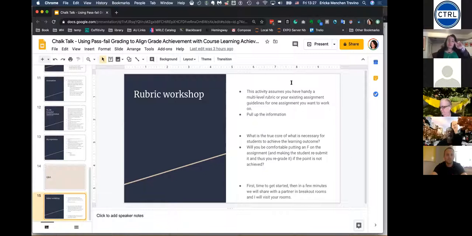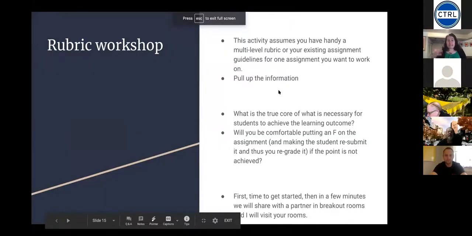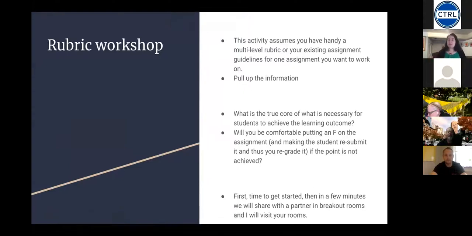So this just requires that you have something handy. It could be a multi-level rubric from an assignment or just whatever kind of guidance that you give to students about their work. You want to pull up that information. And what you want to think about to do this activity is what is really necessary for students to achieve the learning outcome, right?